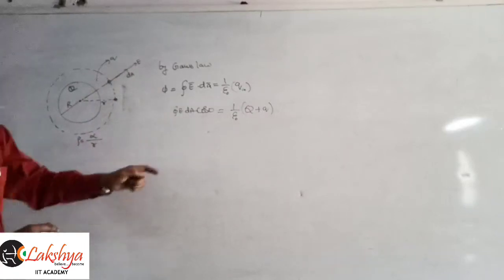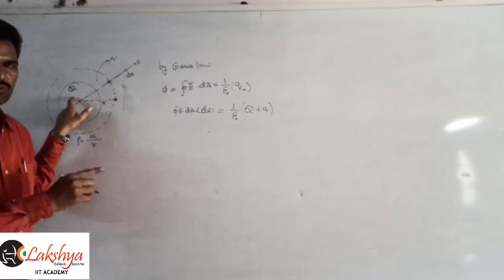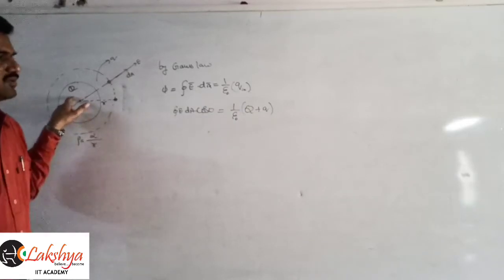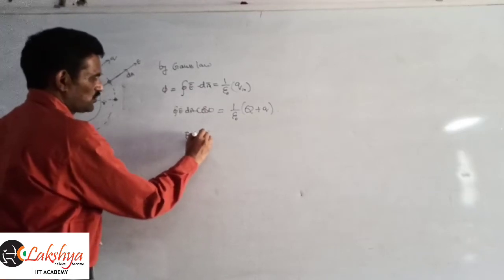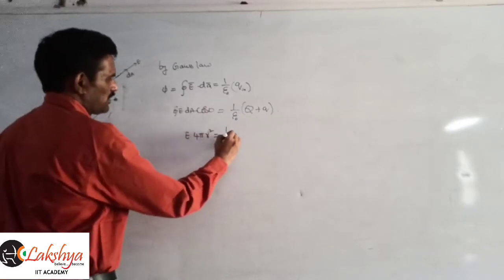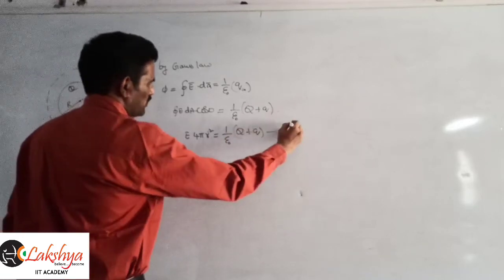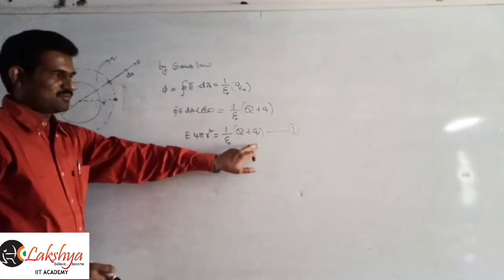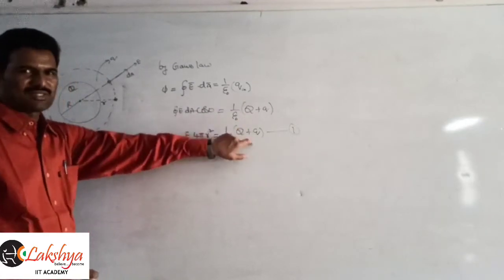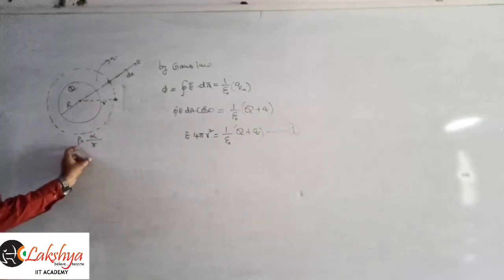First you may mention that let capital Q be the charge contained in the ball. So we need to find the expression for capital Q only, right? So now this is our equation. E into 4 pi r square on this side will be equal to 1 by epsilon r times Q plus q. Suppose this is equation 1. So now we need to calculate the small q value here. That means you may substitute in this equation. That q value we can calculate by using this equation.